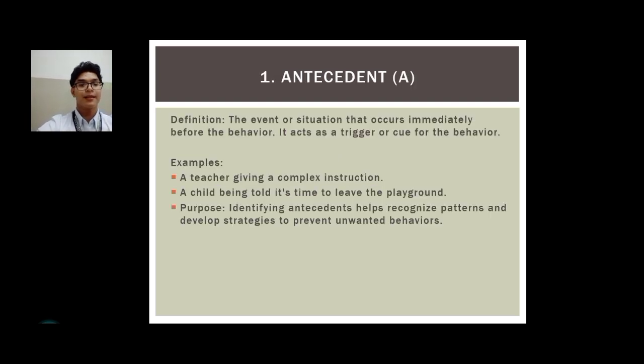The antecedent is defined as the event or situation that occurs immediately before the behavior. It acts as a trigger or cue for the behavior. Examples of the antecedent are a teacher giving a complex instruction and a child being told it's time to leave the playground. Identifying antecedents helps recognize patterns and develop strategies to prevent unwanted behaviors.